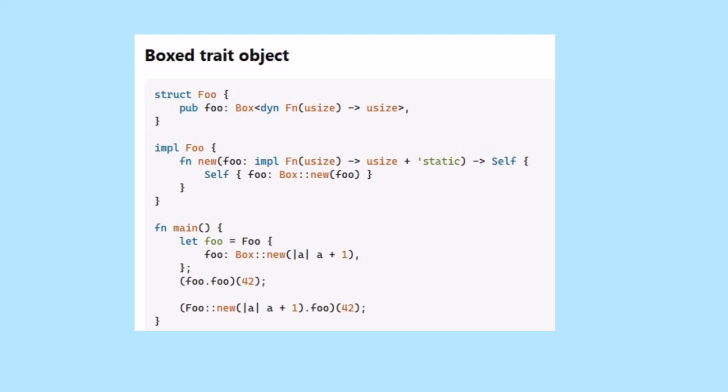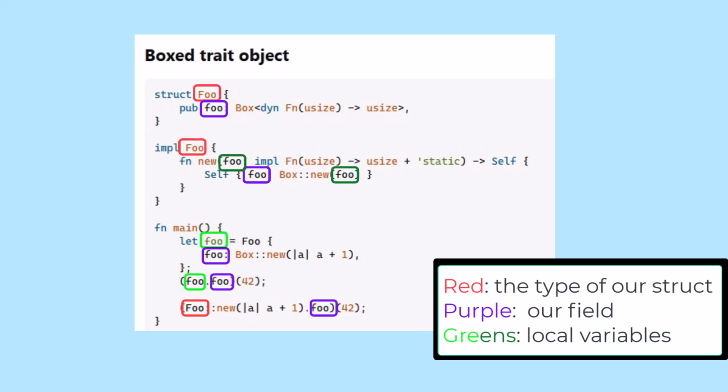Given that struct, there are two ways we can create foo objects. We can build it explicitly and put the box around our closure ourselves, or we can use that new method, which will box it for us. In case all of the foos are confusing, let me color code them to make sure the example is clear. Now that we understand the example, let's go take our alien recovery code and modify it to use this strategy.